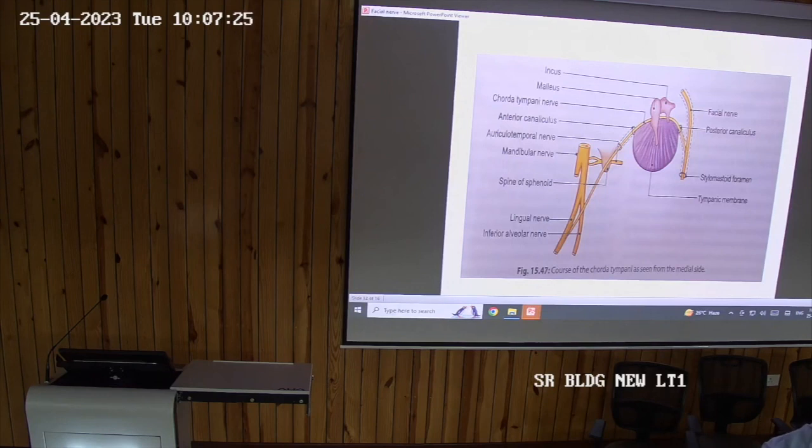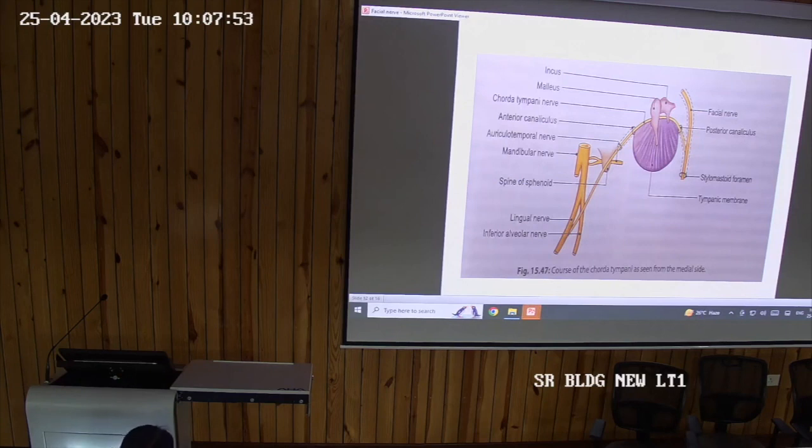So in case of upper motor neuron palsy, there is no paralysis. And another important thing, upper motor neuron palsy and lower motor neuron palsy are both associated with hemiplegia, paralysis of half of the body. But the upper half of the face is safe.